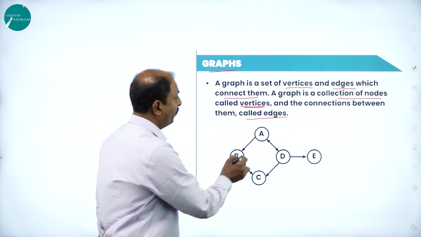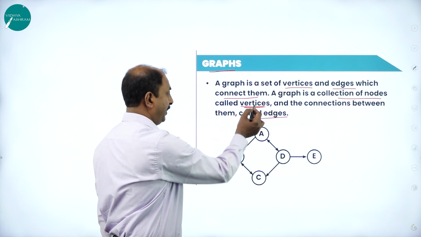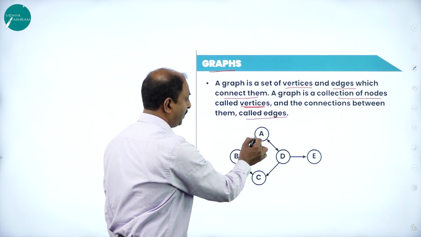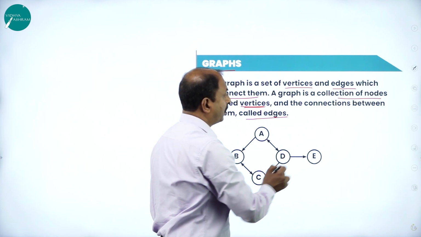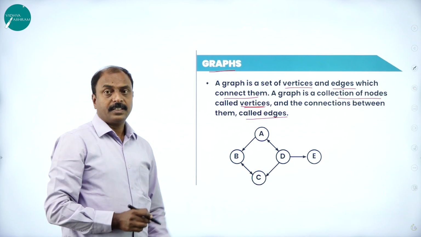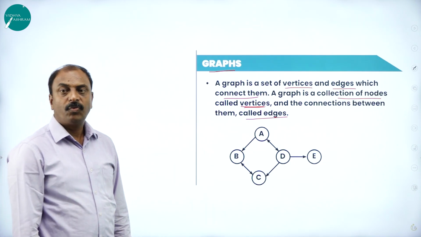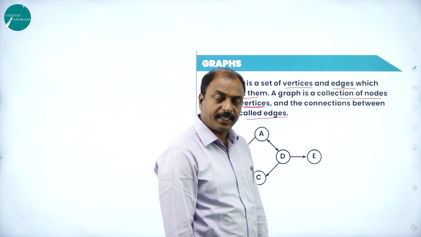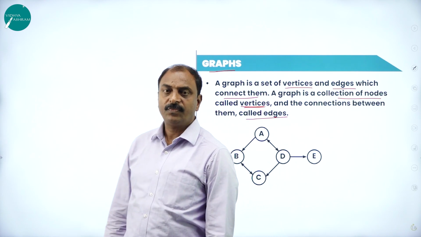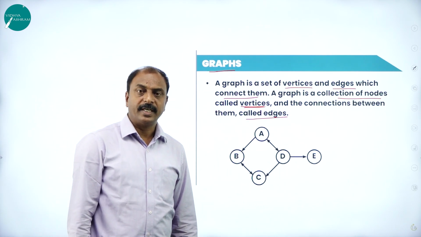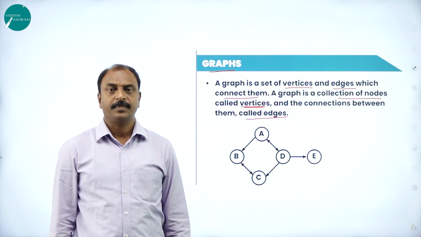Here, A, B, C, D, E are called the vertices, and the connections from A to B, for example, and B to C, C to D, and D to E are called edges. So this is an example of a non-linear data structure. Students, so far we have discussed linked lists and non-linear data structures. Under that, we have learned a few definitions of trees and graphs. Now let us continue our discussion in my next class. Thank you very much.